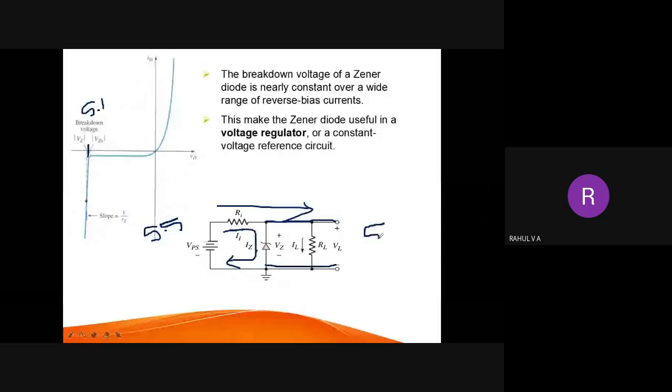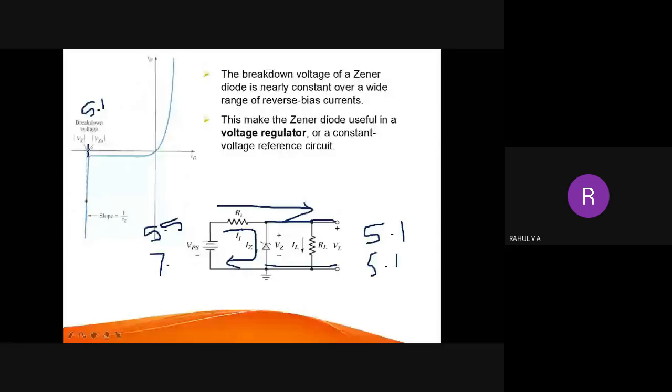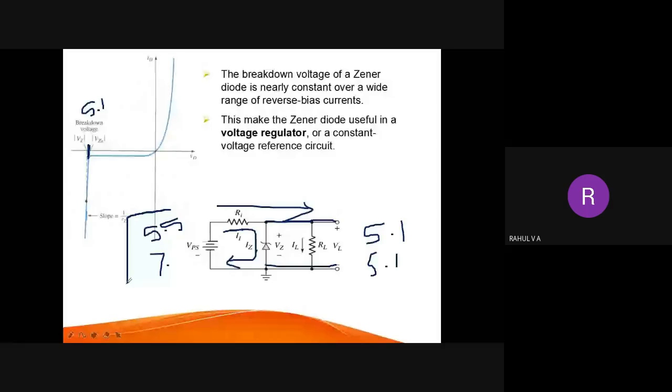If I keep on increasing the voltage from 7 volt, the output will still be 5.1, because breakdown has already happened. After breakdown, the reverse voltage is constant. It is not increasing from 5.1. But current increases. Current through the Zener diode increases. So if you apply a variable voltage greater than 5.1, where 5.1 is nothing but the Zener voltage, your output will always be 5.1. That means you will be getting a constant output voltage.